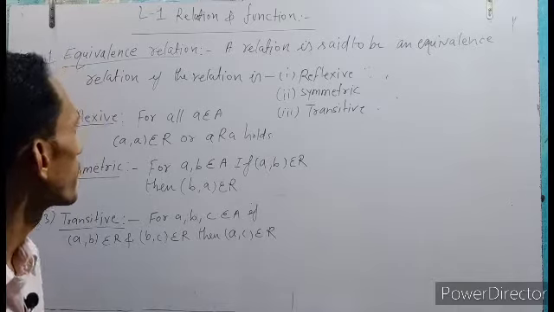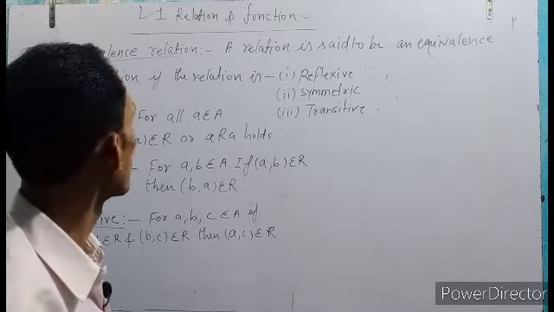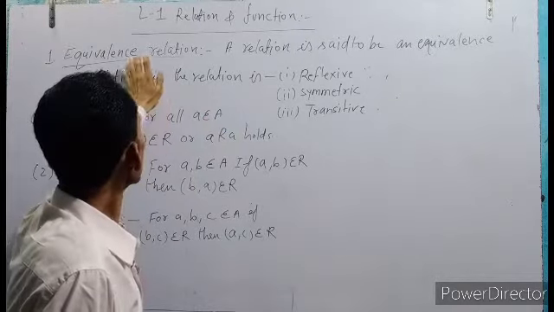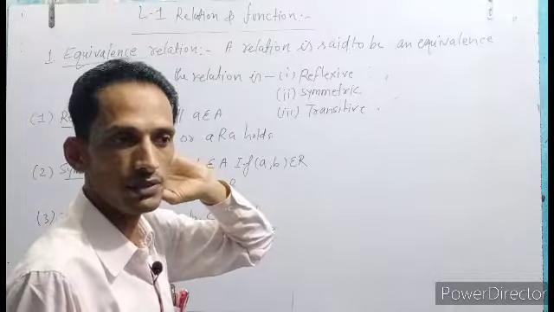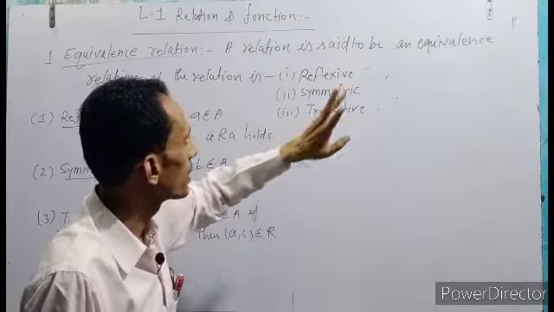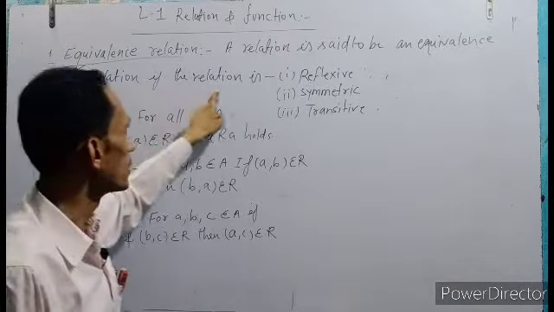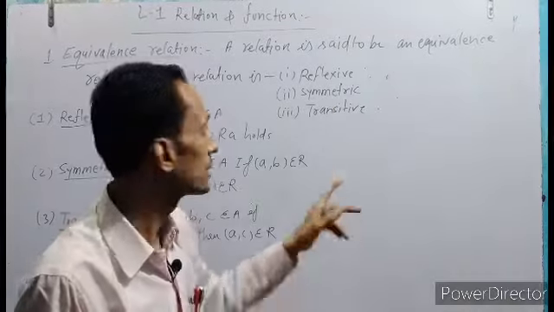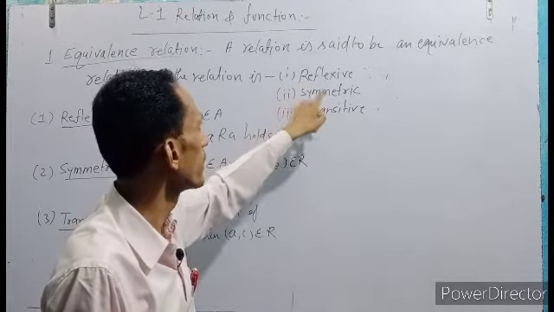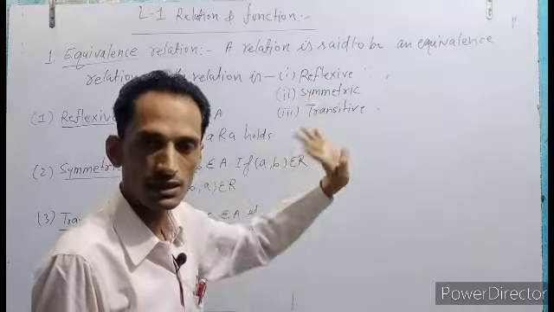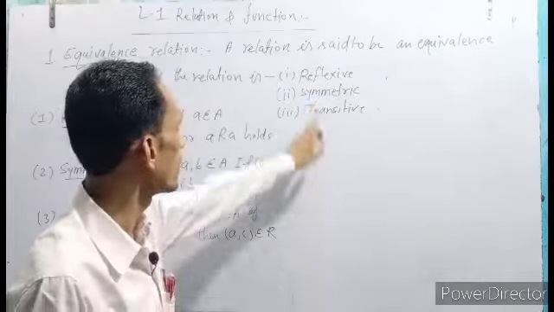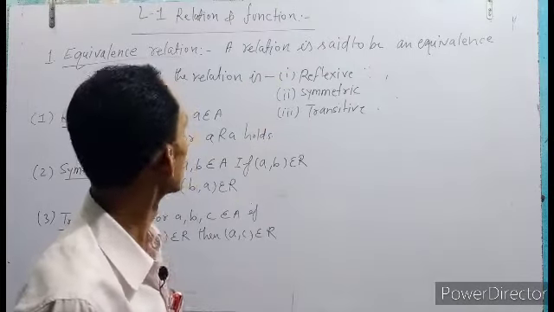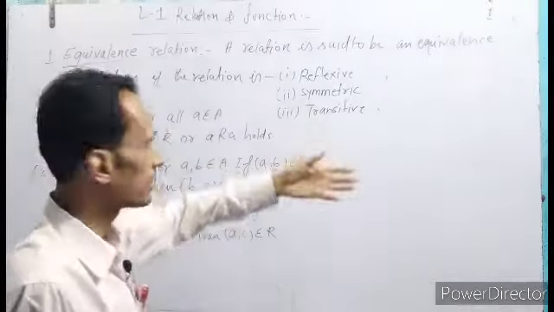One of them is the equivalence relation. A relation is said to be an equivalence relation if the relation is reflexive. So what is an equivalence relation? How can we define equivalence? There are only three conditions. The first one is reflexive, the second is symmetric, and the third is transitive. If the relation follows reflexive, symmetric, and transitive, then we say that the relation is an equivalence relation. So one by one I will discuss them now.